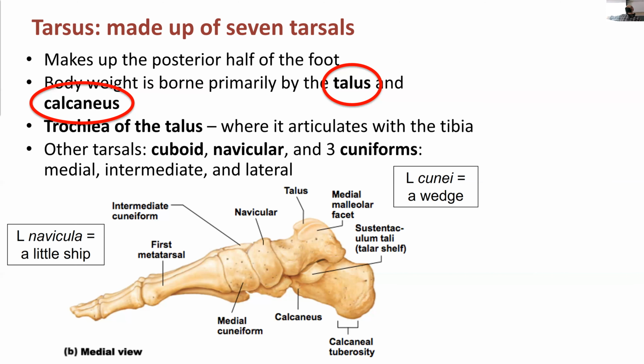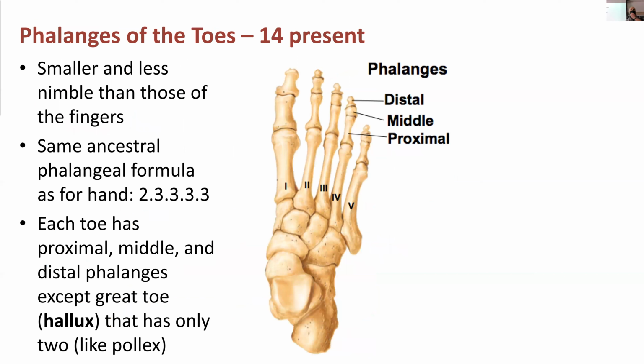That's all I'm going to say about the tarsals. Just focus on those 2 major ones. One other point too, sorry, I should have mentioned this, is the talus is the only tarsal that articulates with the tibia and the fibula. This is the only articulation point between your foot and your leg. We can then move on and talk about the phalanges.